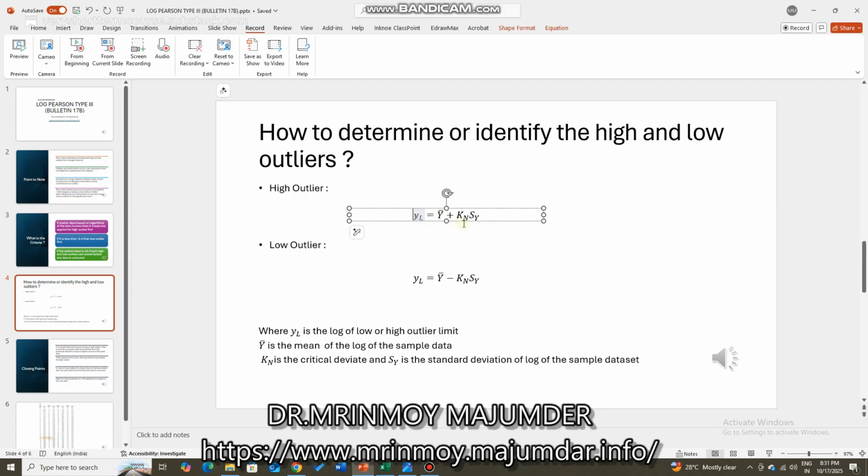K is the critical deviate, N is the data sample, S is the standard deviation of the log of the data values, which is Y. So these are all given here. Already I have discussed this. This is for high outlier. If high outlier, it is plus. If low outlier, it is minus. All other terms are same, right?